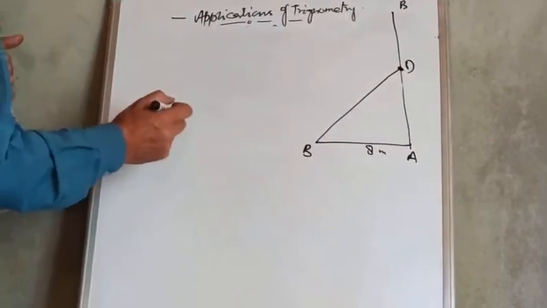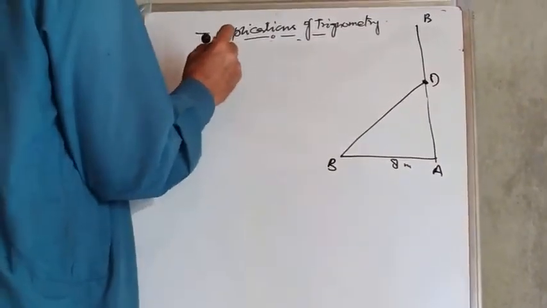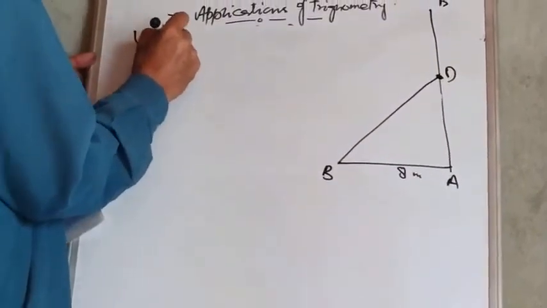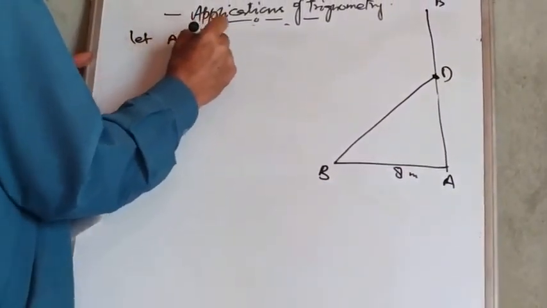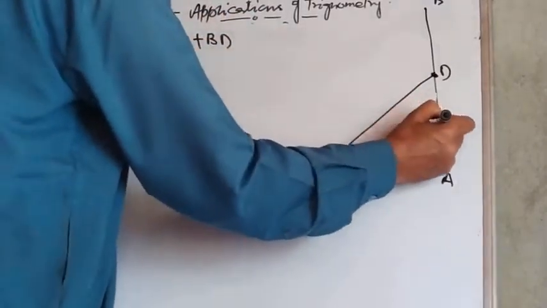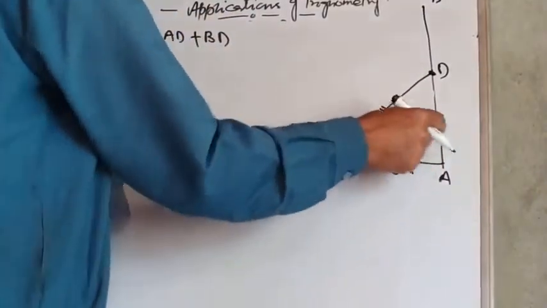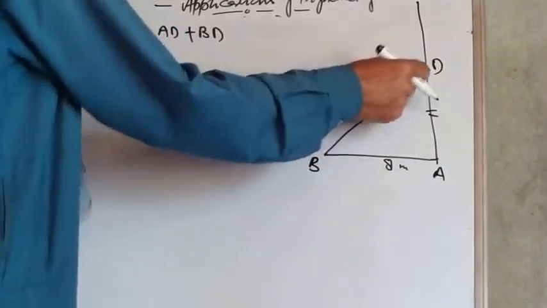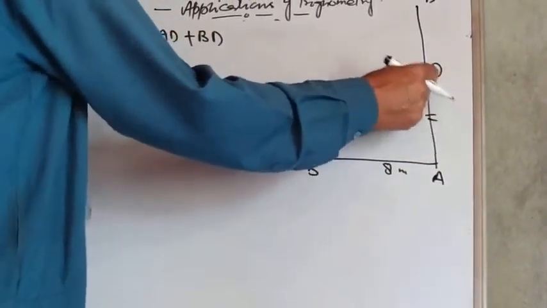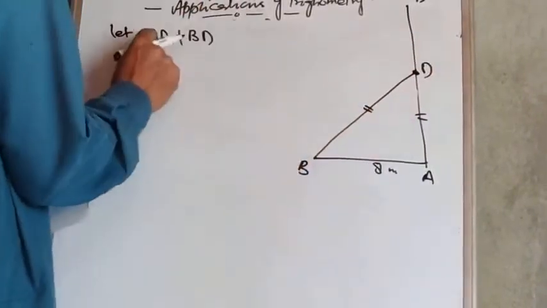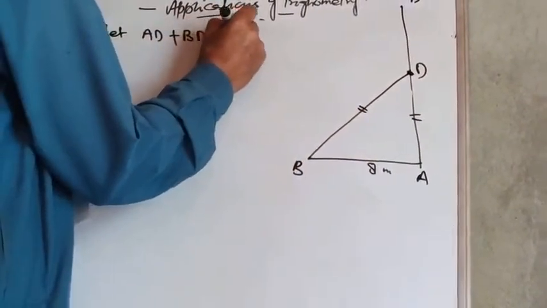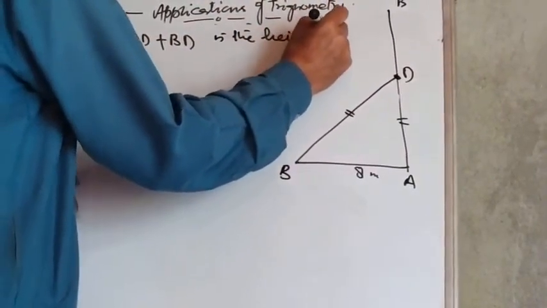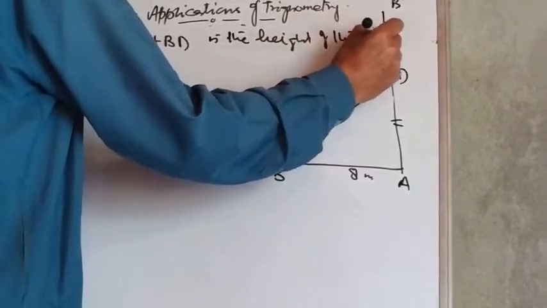Now, what is the height of the tree? Height of the tree is, let's say, AD plus BD. This is actually the tree, this plus this. This side plus this side is the tree. This is the broken part. BD is the broken part and AD is what is left over. So AD plus BD is the height of the tree.